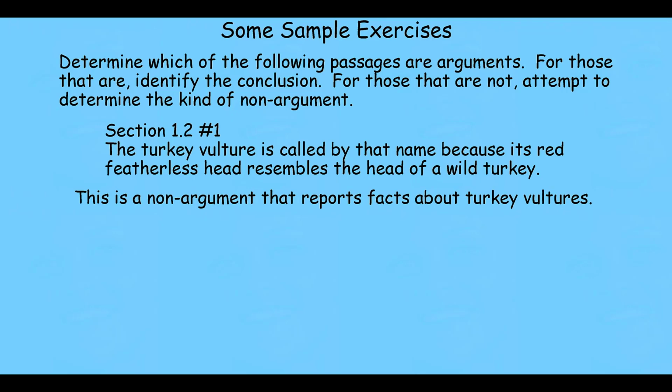Okay, I got this is a non-argument. It reports a fact about turkey vultures, but it doesn't try to establish the conclusion of that. It doesn't try to establish the truth of that argument. This argument is a report of facts. It reports facts about turkey vultures, but it doesn't try to use some of those facts to establish the truth of other facts. It just reports that turkey vultures are named turkey vulture because of features of their head.